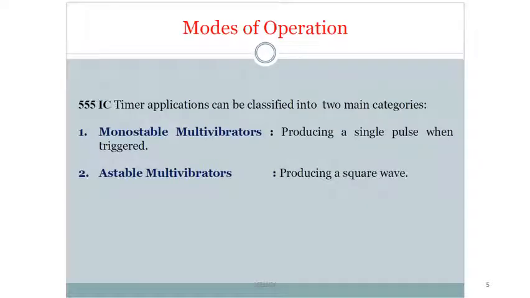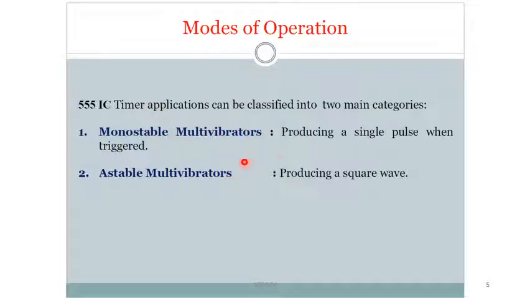Discuss about the application of 555 IC. The modes of operation. The 555 IC timer application can be classified into 2 main categories. One is monostable multivibrators, and the other is astable multivibrators.